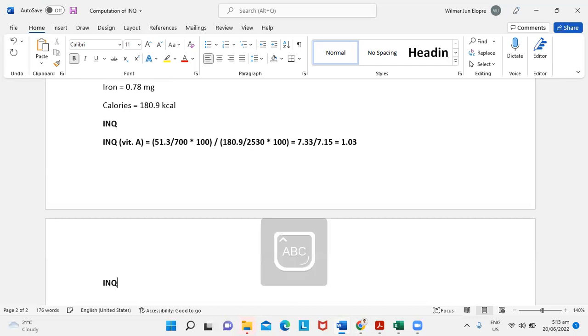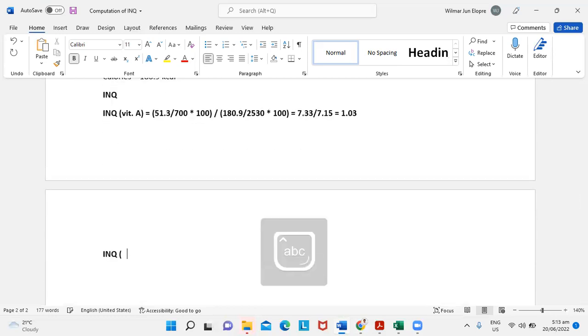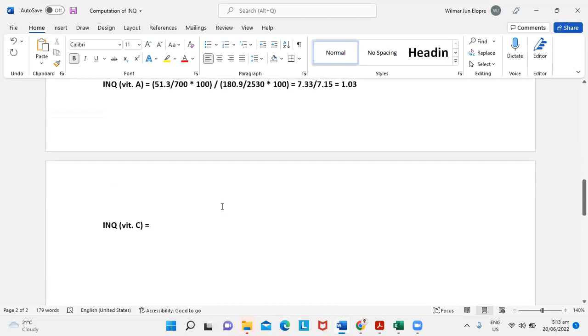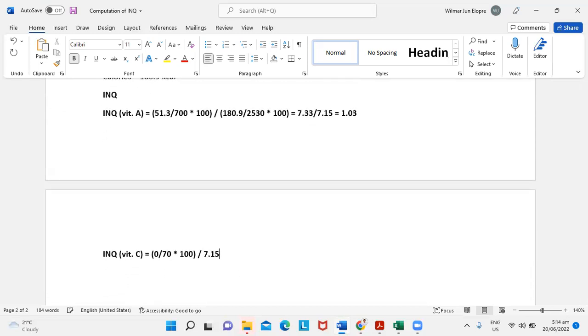Sige. For vitamin C, okay. For sure, gamay gid iyahang INQ ani no. But sige lang, ato gyapon i-compute. 0 divided by 70 times 100. Kaning denominator niya is actually same ra, 7.15 across all the INQs no for that particular food. So ato na lang na i-copy 7.15. Okay? So 0 divided by 70 times 100. Okay, 0 divided by 7.15. 0. Okay, 0 ang INQ.